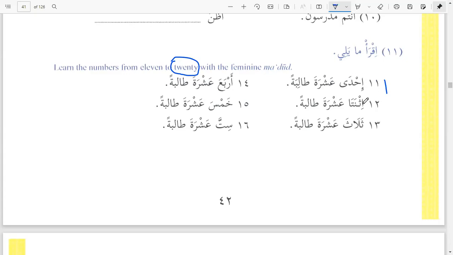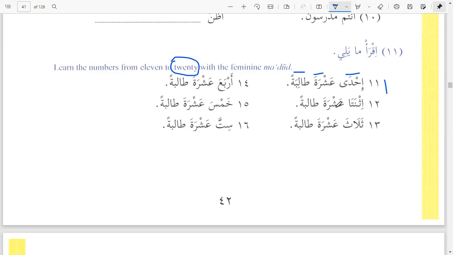11 and 12, they are on the pattern of Nat and Manut. If the Manut is feminine, its Nat will also be feminine. If the Manut is Mansub, its Nat will also be Mansub. So they will have the same ending there. Talibatan is feminine and Mansub. So it will be Ihda Ashrata Talibatan. 11 female students.